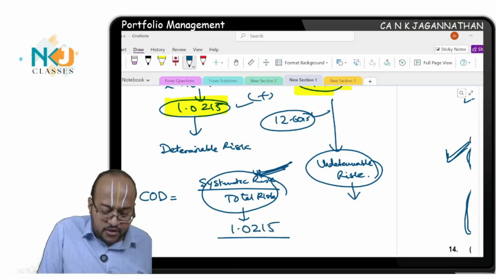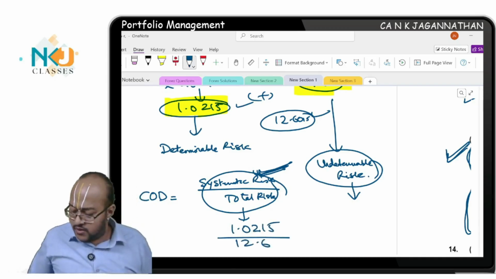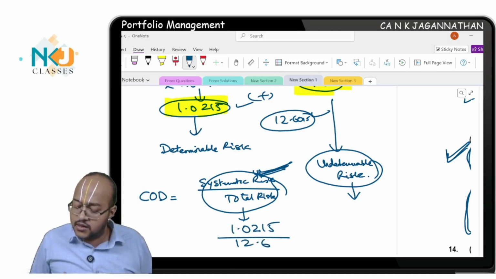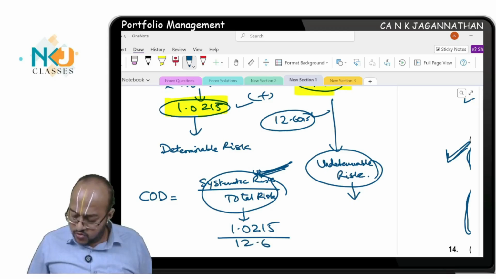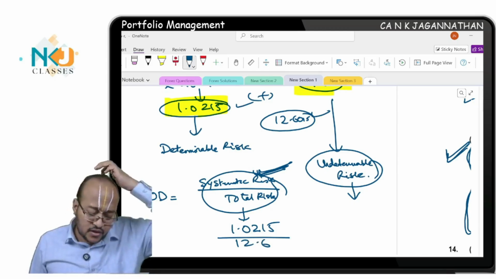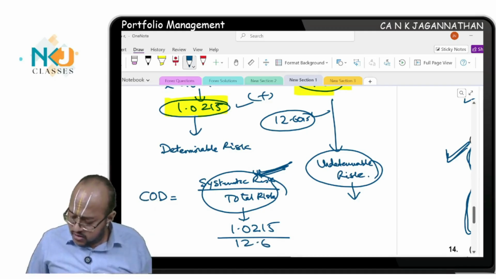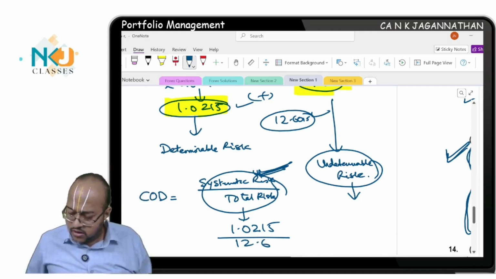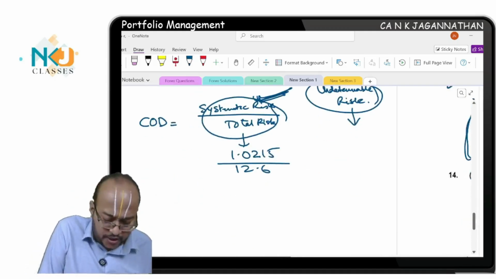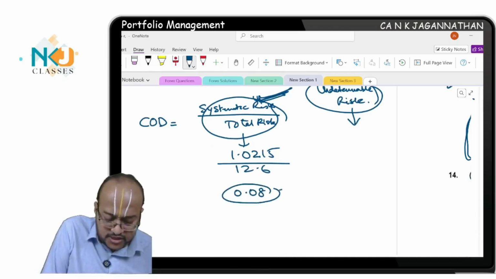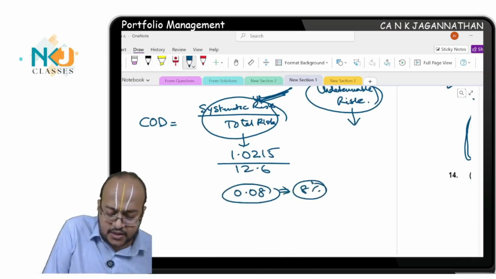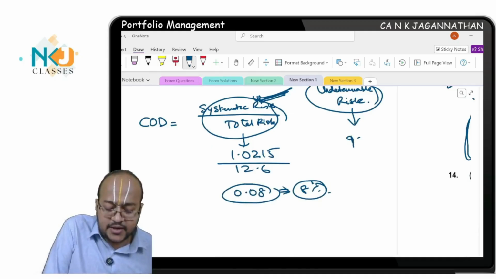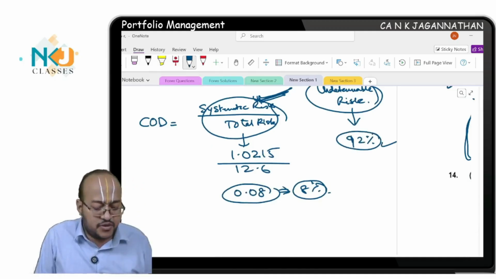1.02 divided by total risk 12.6. Please tell me, divided by 12.6, how much is it? Okay, sorry, 1.02 divided by total risk is how much? Yes, 8%, sorry, 0.08, which is nothing but 8%. Okay, the balance is 92%, which means, very simple.